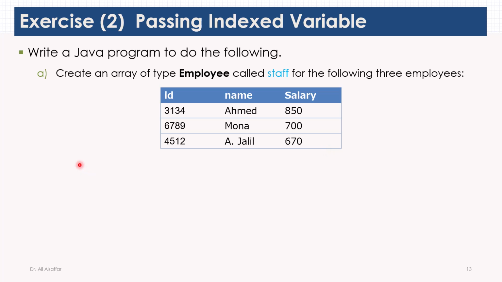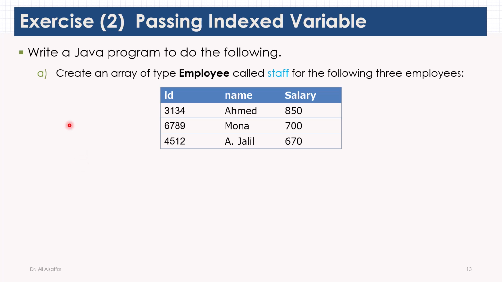The purpose of this exercise is to show you how to pass an index variable to a method if this index variable is a reference to an object. Also, we will show you how this method can change the object pointed by this index variable. We will write the program in steps.